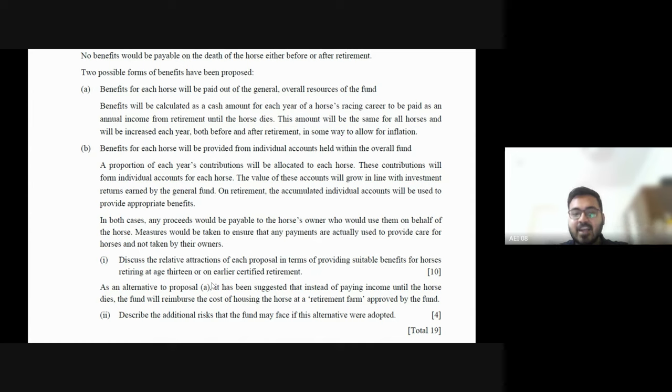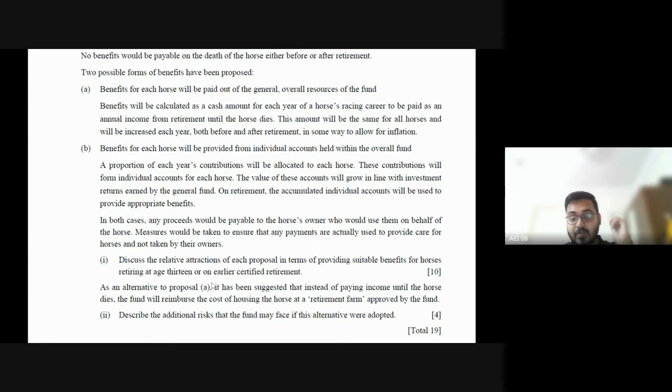If I write "describe the attractions of each proposal," it becomes a different question. But the question is "discuss the relative attractions." So whenever I say discuss the relative attraction of something with something, the word relative in itself means that you are supposed to compare. Whenever you are comparing, you will basically present advantages and disadvantages of both the points over here.